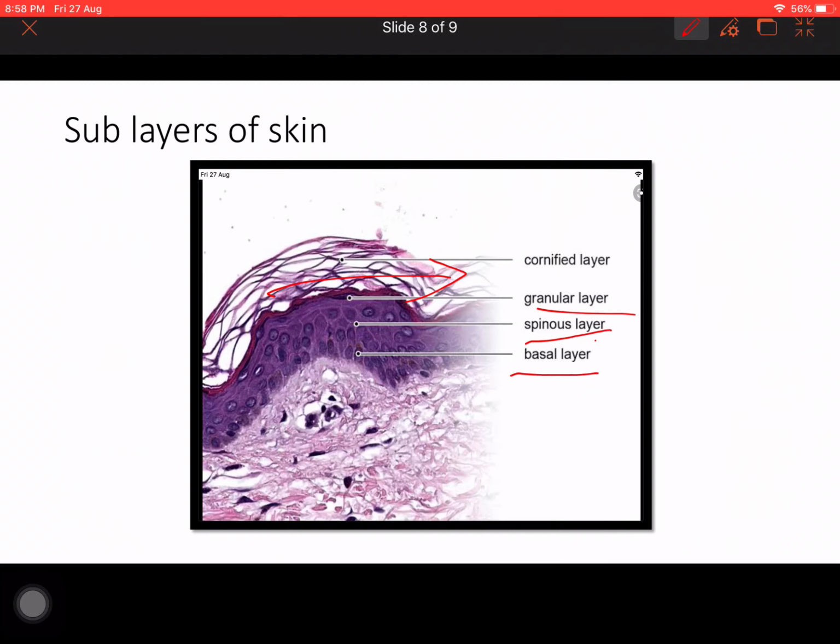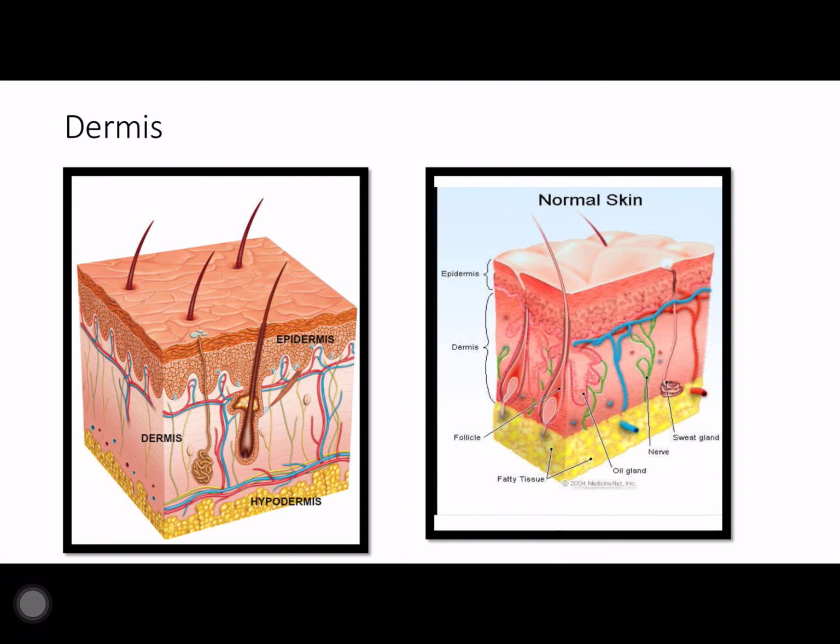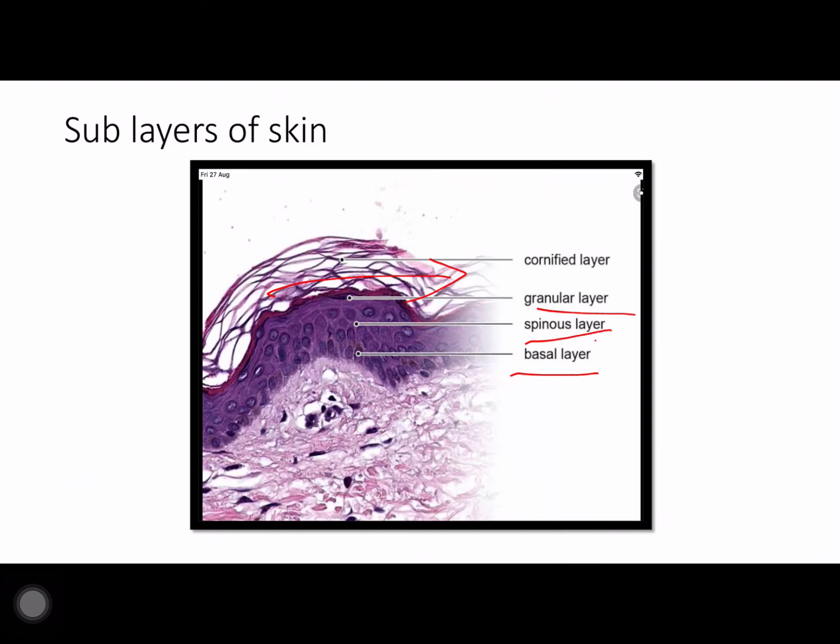So these are all the sub layers of the skin, and I have already told you that the thinnest skin covers the eyelid, and the thickest part is the palms of the hand and the soles of the feet. Now we will gradually come to the dermis layer.